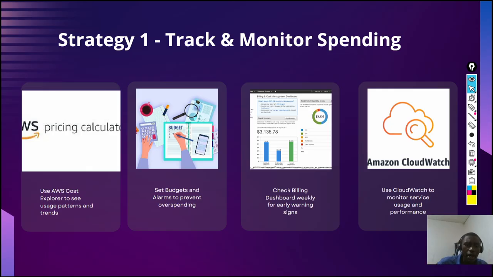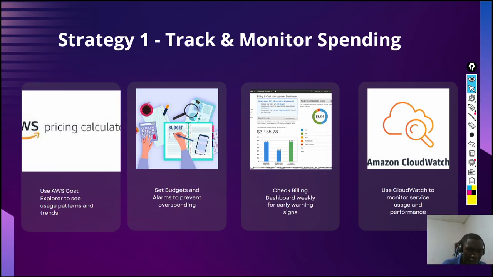So for you to be able to optimize your resources, the first thing that you have to do is track and monitor these resources continuously, right? And when you track and monitor them continuously, you are going to have data that permits you to know which strategy to use to adequately reduce your cost in the AWS cloud. So the first thing that you can do is use AWS Cost Explorer to see usage patterns and trends in the AWS cloud.